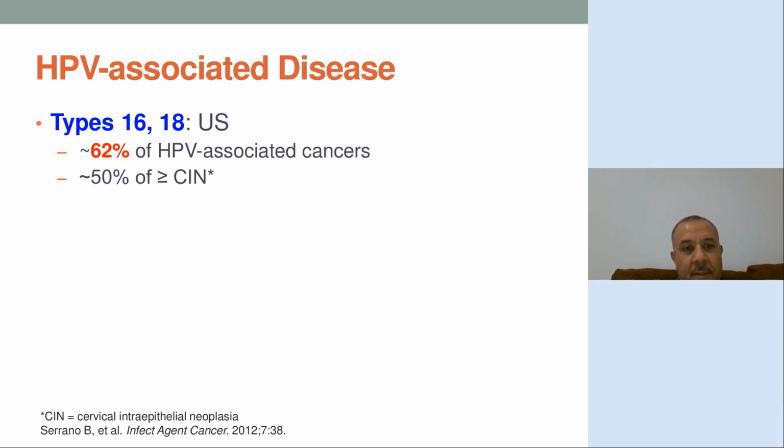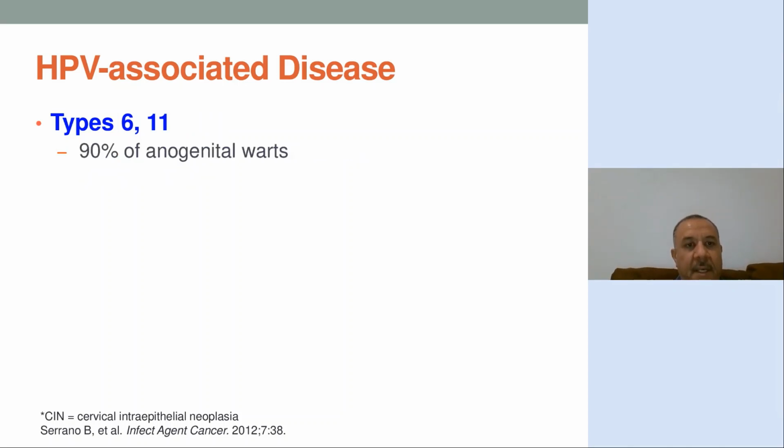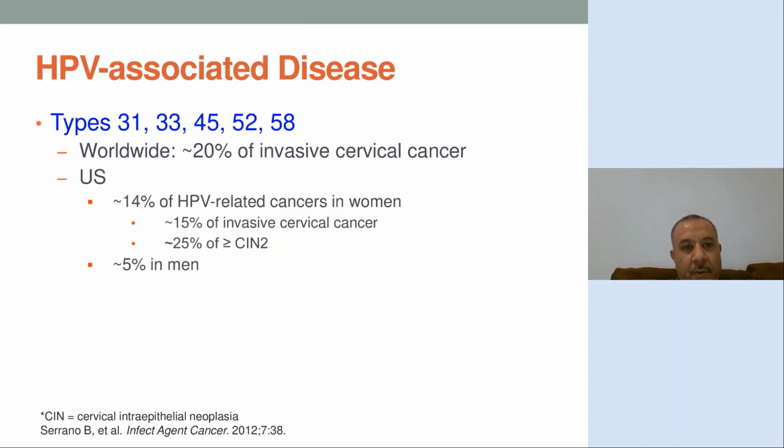Now, how much reduction in the cancers related to the human papillomavirus after the introduction of these vaccines? We will give you some of the research from the United States. When they started with 16 and 18, there was a 62% reduction in human papillomavirus associated cancer, and also a 50% reduction in cervical intraepithelial neoplasia. Now, 6 and 11, as we said, are related to the warts, and they were more effective after introducing these strains in the vaccines. There was a 90% reduction in the warts.